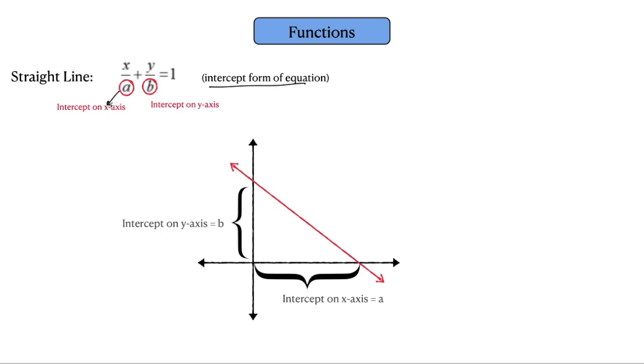Here a denotes the intercept on the x-axis, whereas b denotes the intercept on the y-axis. So if you have any equation and it is asked what is the intercept on the x-axis or what is the intercept on the y-axis, or something related to that, you can reduce the equation to this form and then you will get a and b, which is going to give you the intercepts.